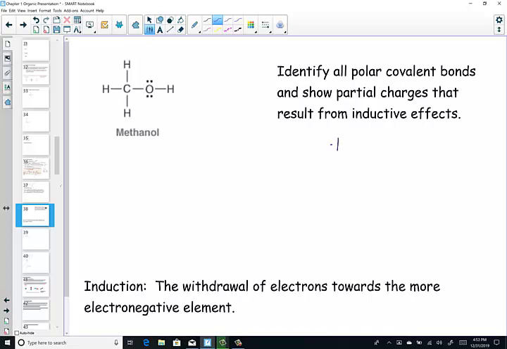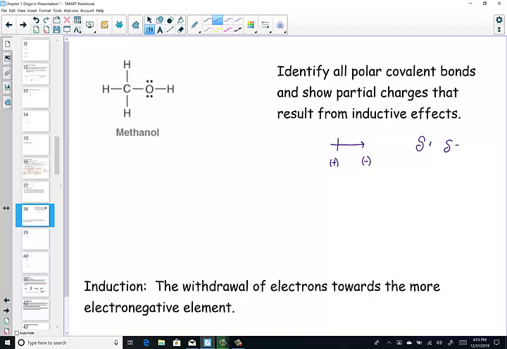And so the partial charges, just to remind you, could be the arrow, which the positive tail is going to represent the more positive region, and then the more electronegative element is being pointed at. Or you can use these little Greek symbols for partial positive or partial negative. Both of those symbols are used to show polarity inside of a bond.